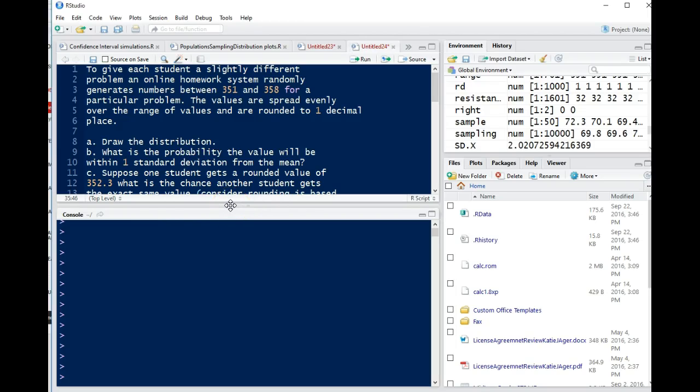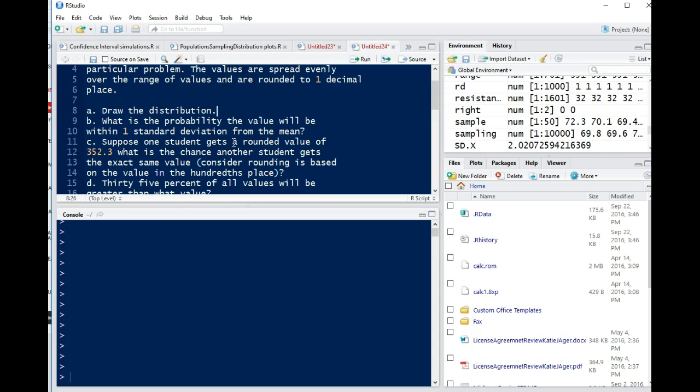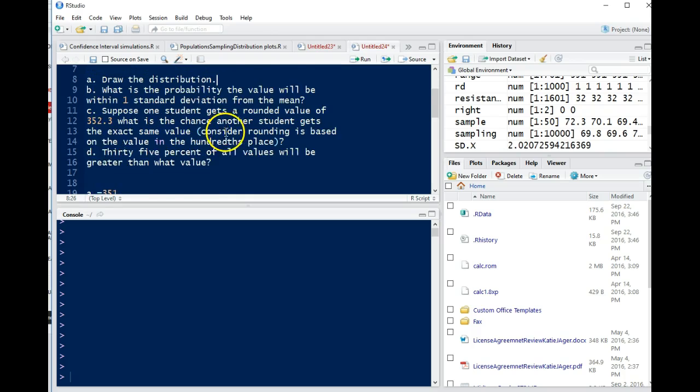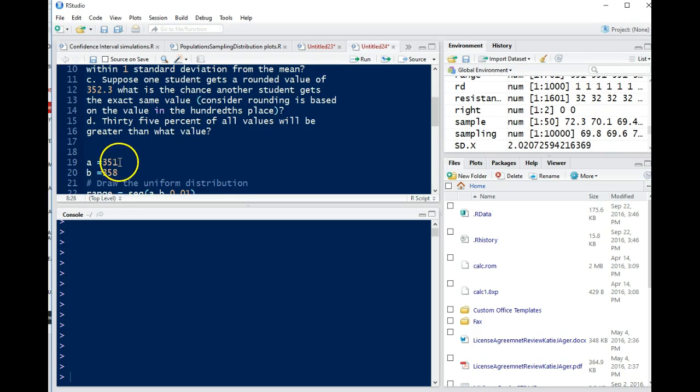So to give each student a slightly different problem, an online homework system randomly generates numbers between 351 and 358 for a particular problem. And these values are spread evenly over the range of values and are rounded to one decimal place. So this "spread evenly" piece is important because that tells us that this will be a uniform random variable. And so first we want to draw the distribution. And so we know that the uniform distribution has a lower bound of 351 and an upper bound of 358.